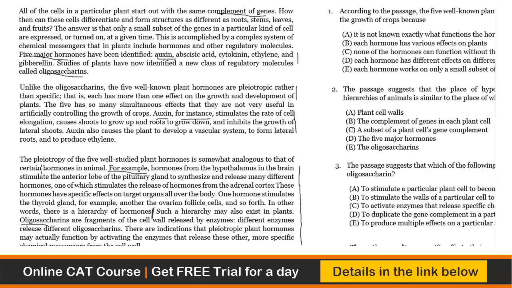So oligosaccharin has come in the end of the first paragraph, in the second paragraph, and towards the end of the third paragraph. Auxin has come in the second paragraph in between, and it has come at the end of the first paragraph. Then you have the word pleiotropy, which has come in the second paragraph and in the third paragraph. So when you do the mapping, you actually just locate what is where. And then you straight away go to the question.